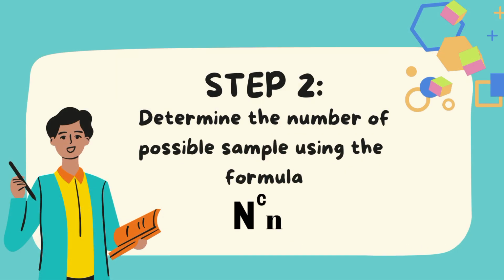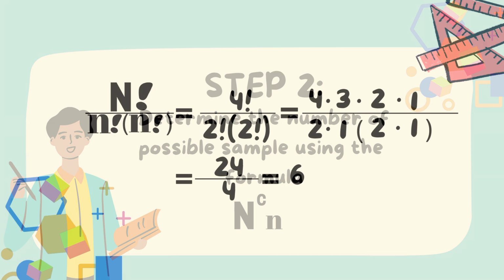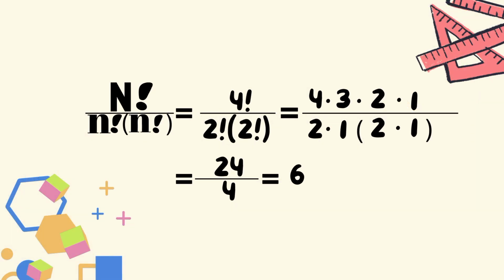Step 2. Determine the number of possible samples using the formula of the combination. The capital N represents the population and the small letter n represents the sample size. Factorial means we are going to multiply 4 down to 1, the same as the 2 down to 1. So as you can see, we have 4 times 3 times 2 times 1 over 2 times 1 times 2 times 1. We get the result of 24 over 4.